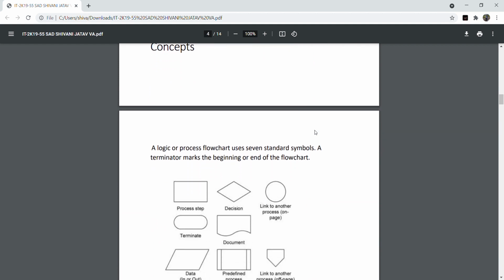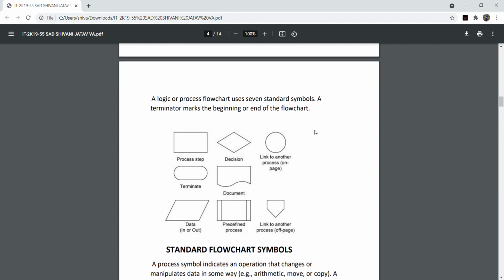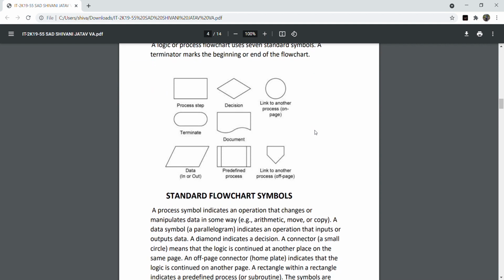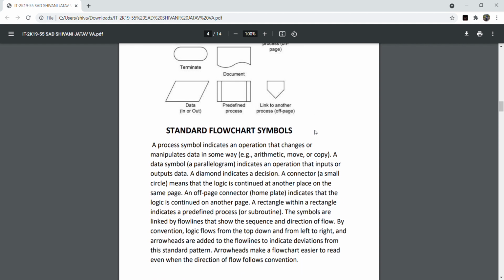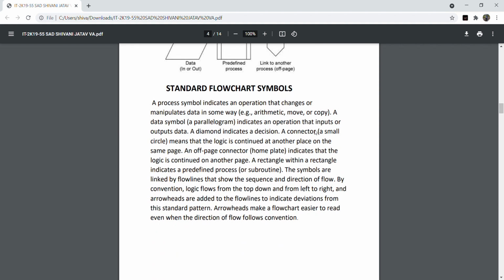Concepts. A logic or process flowchart uses 7 standard symbols. A terminator marks the beginning or end of the flowchart. Standard flowchart symbols: a process symbol indicates an operation that changes or manipulates data in some way, for example, arithmetic, move or copy.